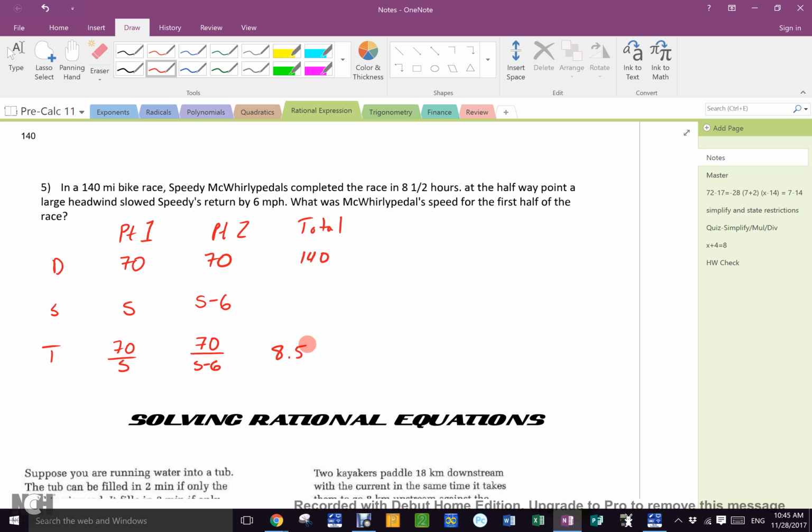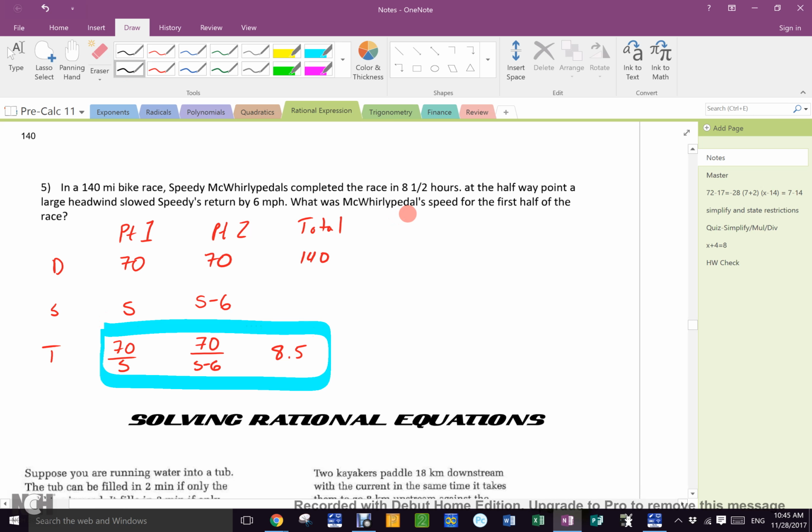So now what do we know? What are we trying to find? We need to find S, right? So where is the spot that we have everything filled in? Which row? No, because in the distances there are no unknowns. Here there's no total, so it has to be here, yes? So how do I write this as a math equation? 70 over S plus 70 over S minus 6 equals what? 8.5.